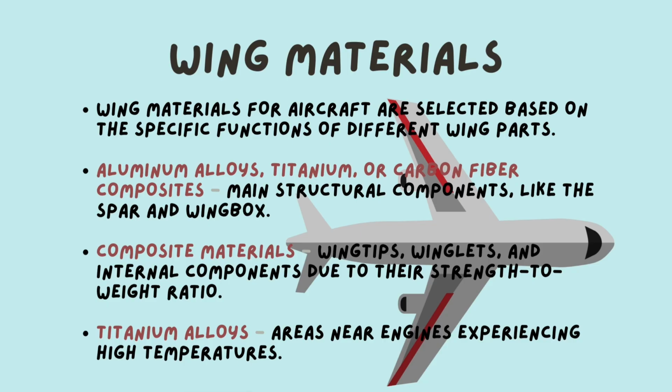Part number 6 is wing materials. Wing materials for aircraft are selected based on the specific functions of different wing parts. Aluminum alloys, titanium, or carbon fiber composite are used for main structural components like the spar and wing box. Composite materials are used for wingtips, winglets, and the internal components due to their strength-to-weight ratio. Titanium alloys are used for areas near the engines experiencing high temperature.